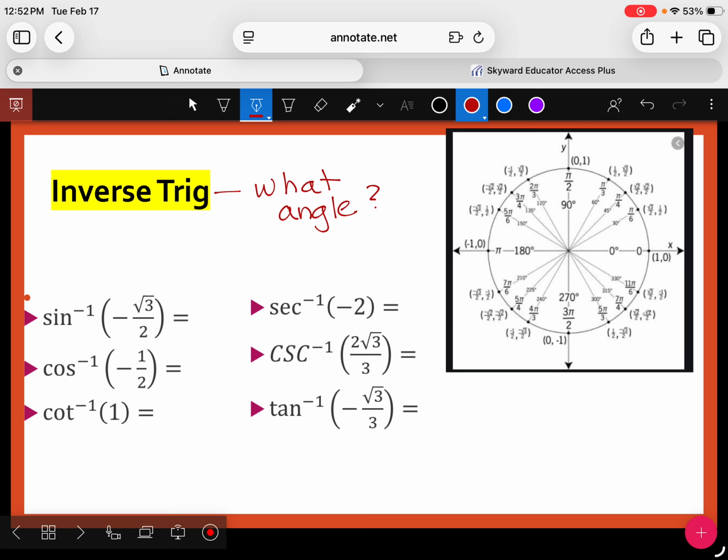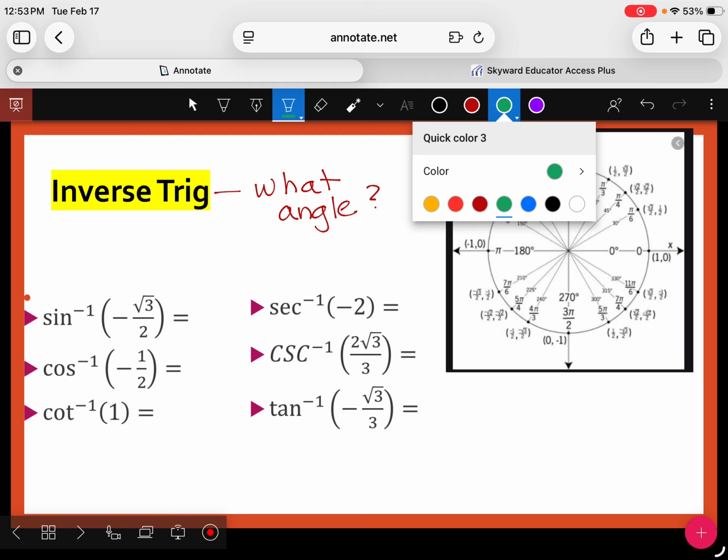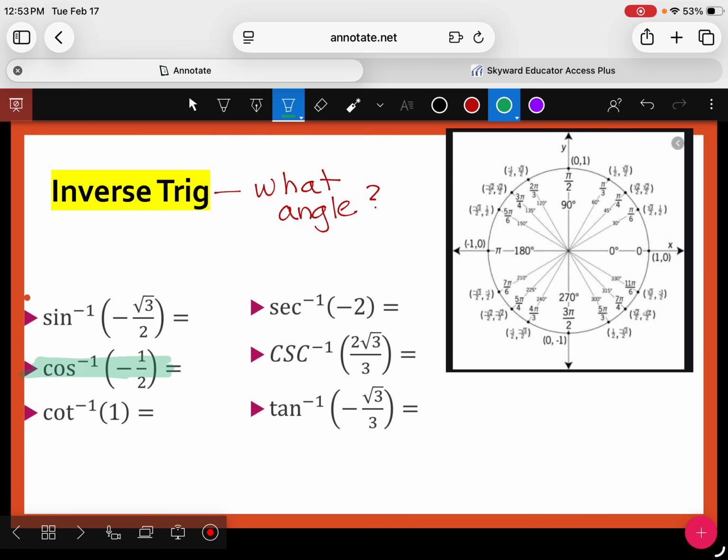Okay, so I got it written on the board back here. If it is a cosine, a secant, or a cotangent, we're in quadrants 1 or 2. If it's a sine, a cosecant, or a tangent, we're in quadrants 1 and 4. So I'm going to go ahead and highlight them. If it's in quadrants 1 and 2, I'm going to highlight them green. So quadrants 1 or 2 would be this one and this one. All of those, I'm looking in quadrants 1 and 2.